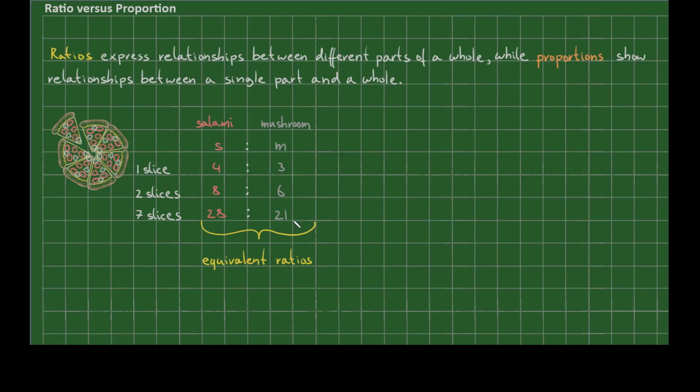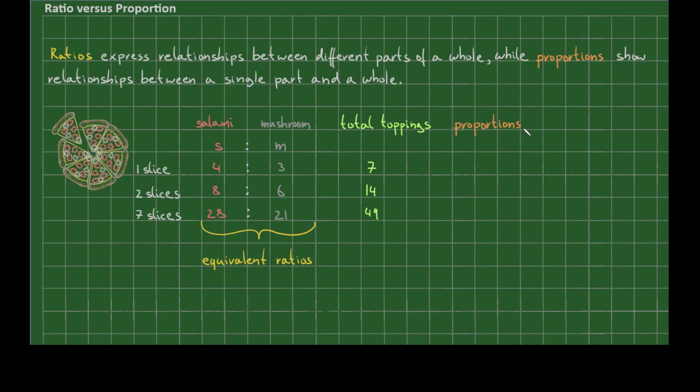What is a proportion? According to the definition, a proportion is looking at a relationship between a single part and a whole. And so in this case, we need to look at the total amount of toppings present on each slice of pizza. This means that if I have 4 pieces of salami and 3 pieces of mushroom, the total number of toppings pieces would be 7. For 2 slices, the total would be 14, and for 7 slices, the total would be 49. These totals represent the whole.